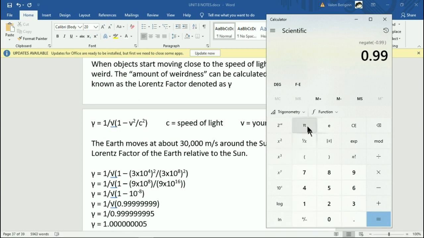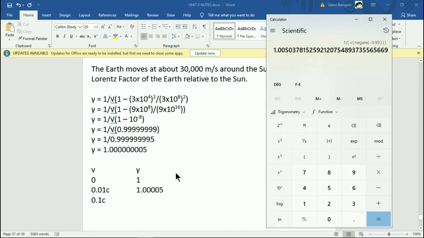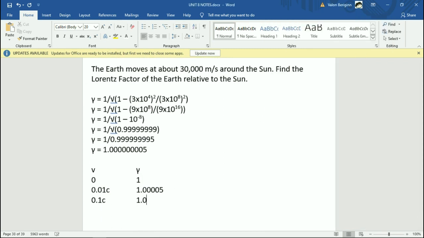And then square root it. And then do 1 over that. And you get 1.005. Yeah, it's a little bit more than 1, but it's still pretty close to 1. We're at 10% the speed of light here. Let's jump all the way to 50% the speed of light. Half the speed of light.